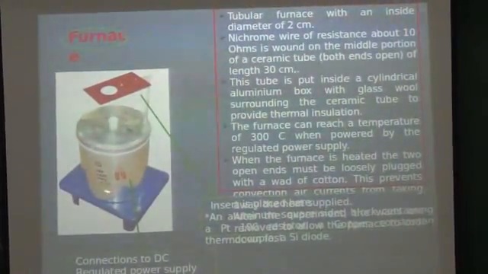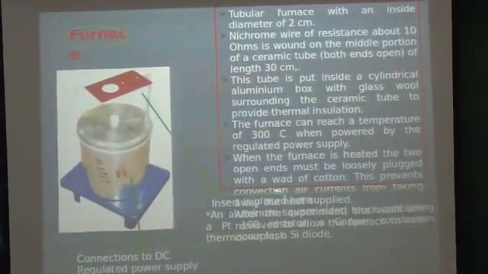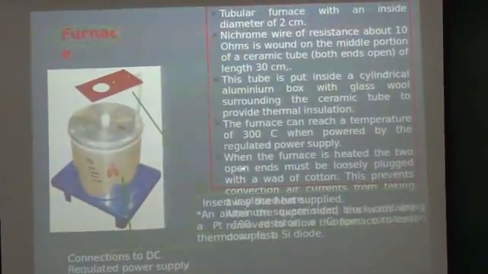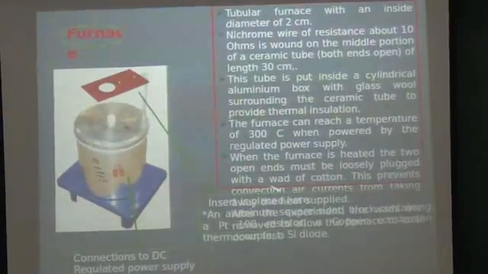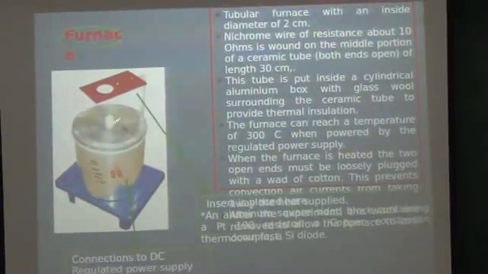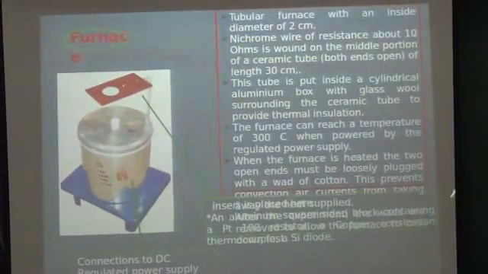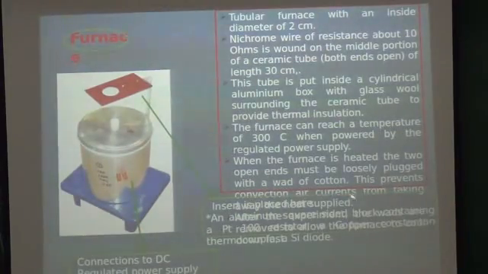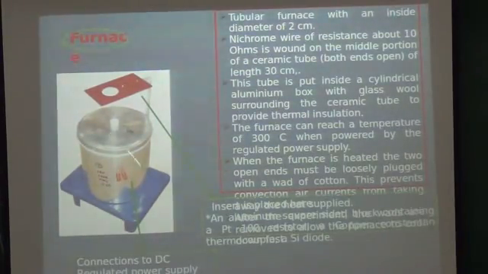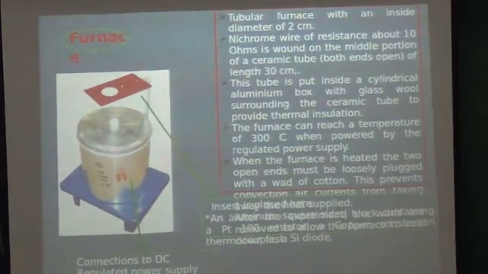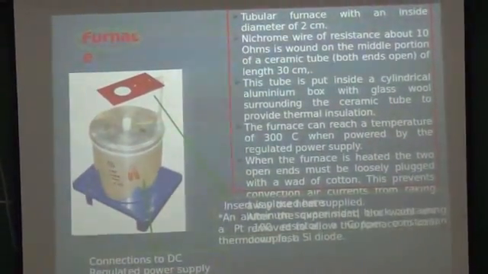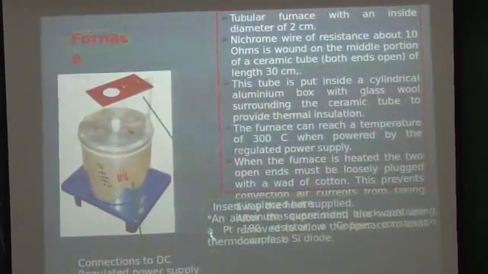These are the connections for the regulated power supply. When the furnace is heated, the two ends must be loosely plugged with a bag of cotton. So we fill some cotton here. This prevents convection currents from taking away the heat. Finally, when we have to cool down, we take out that cotton so that it cools easily.